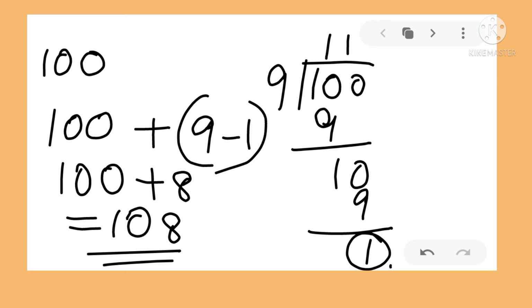100 divided by 9: 1 9s are 9. After subtracting, we get 1, then 10. Again in 10, 1 9s are 9, remainder 1. We want to subtract 1 from 9. That is 100 plus, since 100 is the dividend and the divisor is 9, and subtract the remainder from that: 100 plus 9 minus 1. So 100 plus 8. So 108 is the first 3-digit number which is divisible by 9.